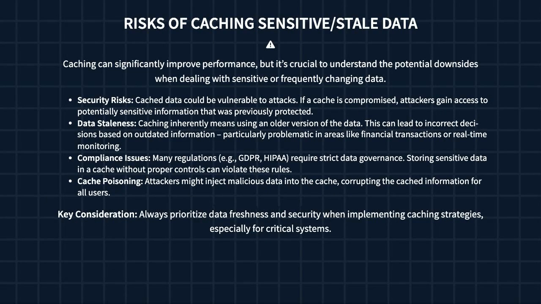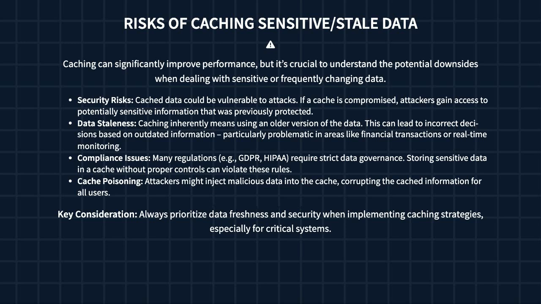Okay, let's talk about a really important aspect of caching: the risks involved when we're dealing with sensitive information or data that changes quickly. Caching is awesome for speed, but if you don't think about it carefully, you could introduce some serious problems. One major risk is security. A compromised cache means an attacker potentially has access to private details. Another thing to watch out for is data staleness, basically using outdated information, which can lead to really bad decisions.